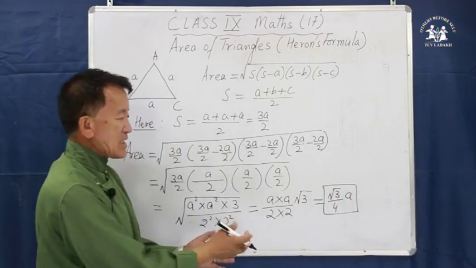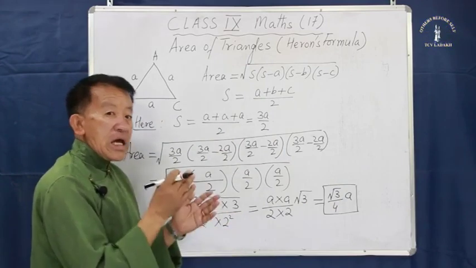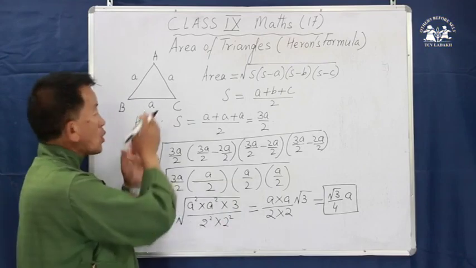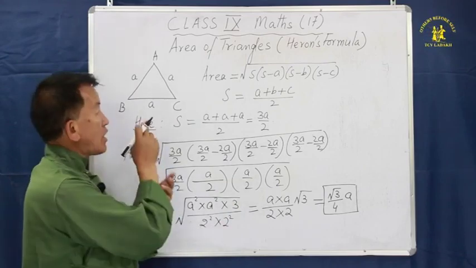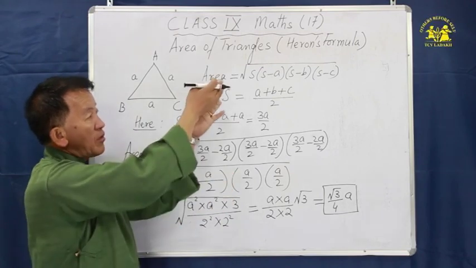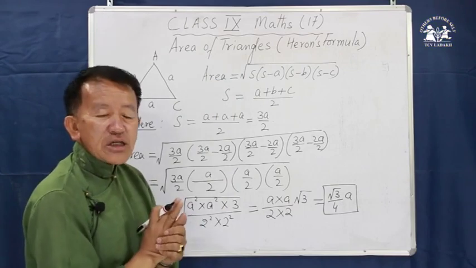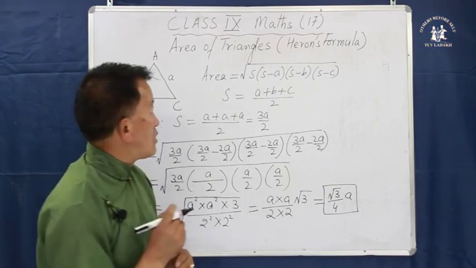So this is the formula, the direct formula to find the area of an equilateral triangle if one of the sides is given. Now, the base is Heron's formula from which we derived this. Okay, now we shall take one example.